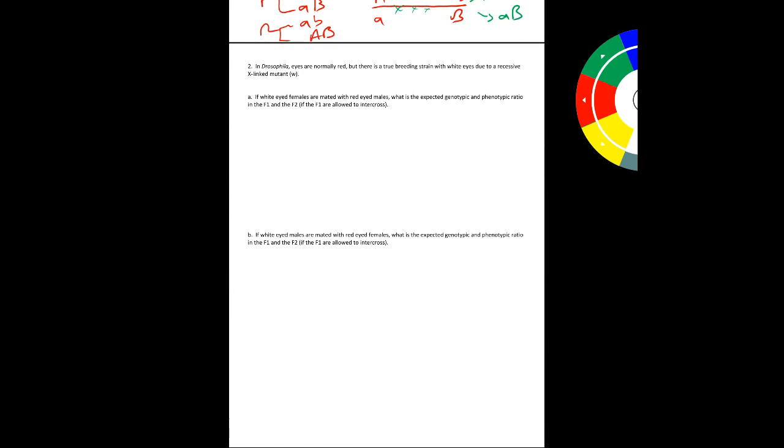Alright, this is just an X-linked one. This one I didn't mean to put on here really, because this one's too easy. We've already done just straight up X-linked mutants. But you could get an X-linked, let's see. Here, let's make this tougher.